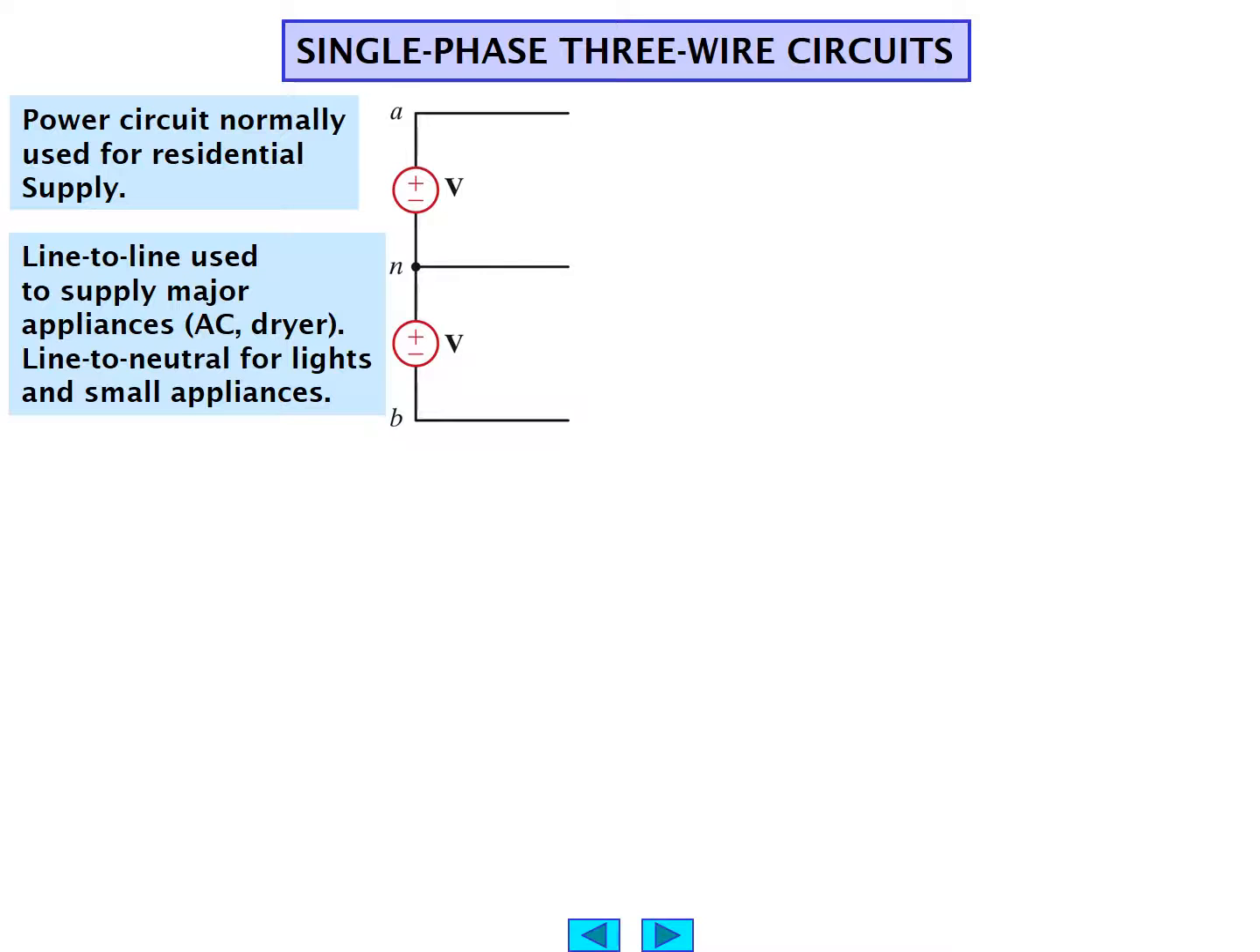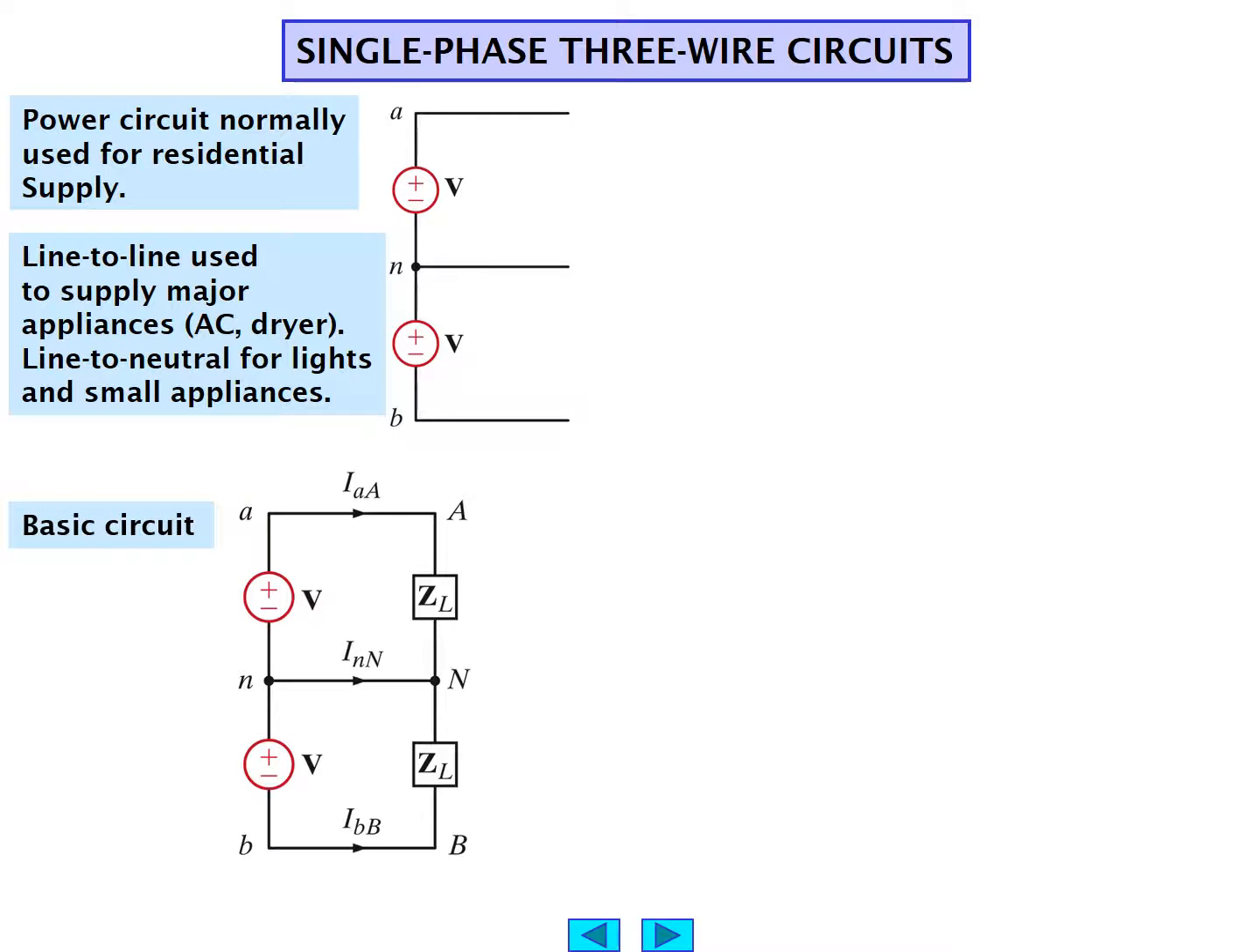Line to line is used to supply major appliances. So for example, if I go from A to B, I could use that as a summated value of the two voltage sources to provide things like an air conditioner, an electric dryer, or something like that. We can also go from A to N, line to neutral, or from B to N, line to neutral. That would give us nominally 115 volts or so for common lights and small appliances. So that's what our basic circuit in our home might look like.